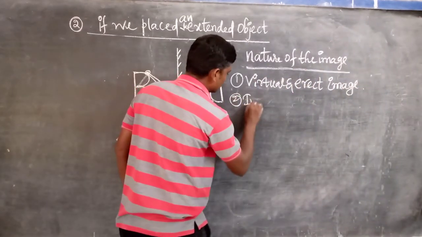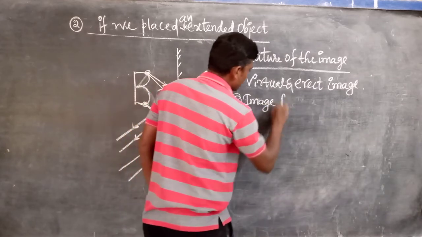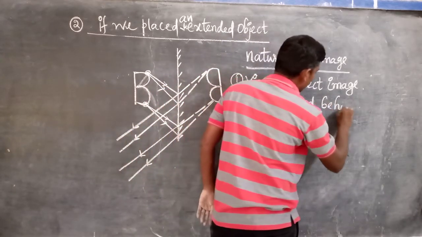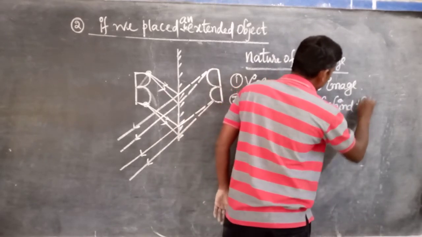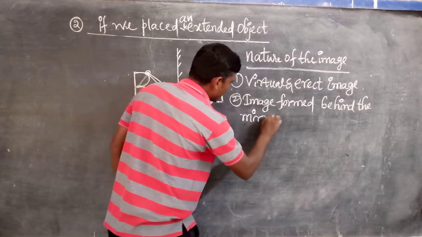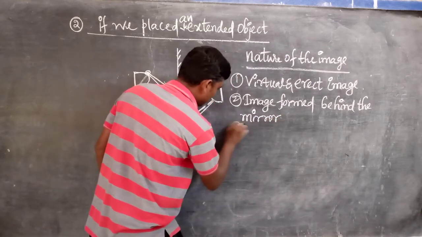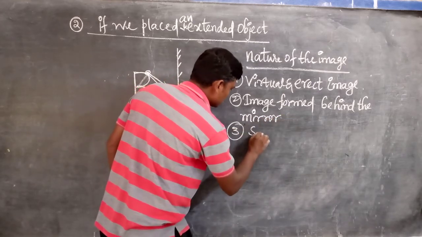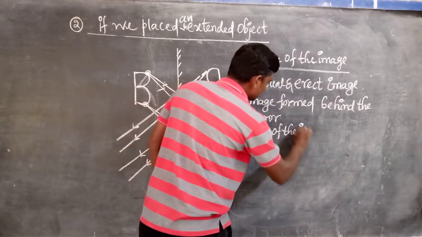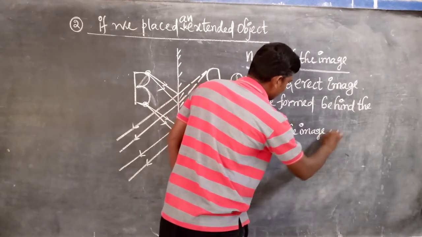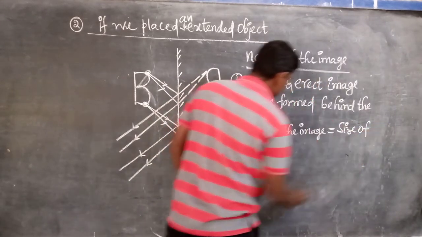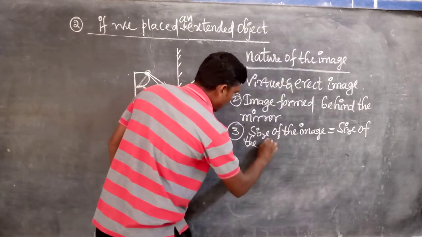Second one, image formed behind the mirror. Image formed behind the mirror. Third one, size of the image equal to size of the object.